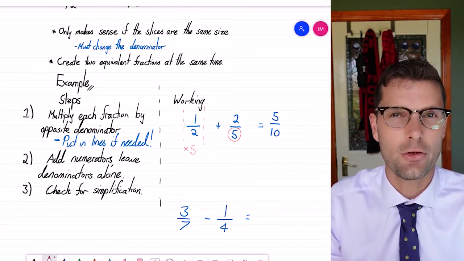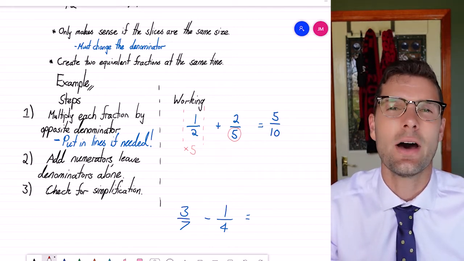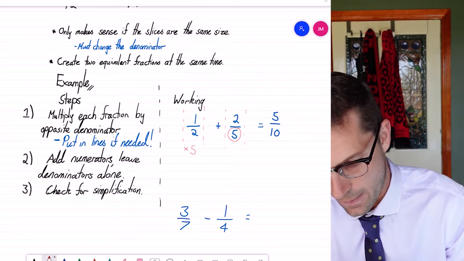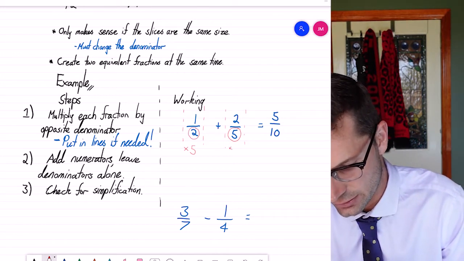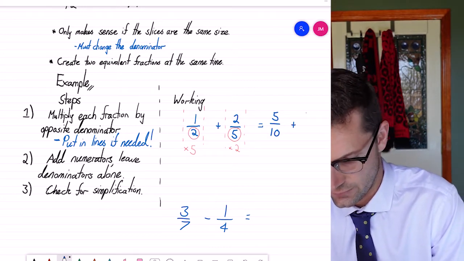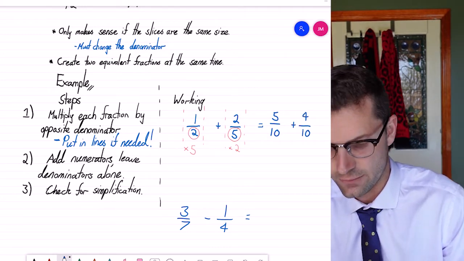We've got to do both fractions though, because the other one has to be over 10 as well. So now I'm going to multiply this whole fraction by the denominator down here. So I'm going to multiply this by 2. So then I've got plus 2 times 2 is 4 and 5 times 2 is 10.